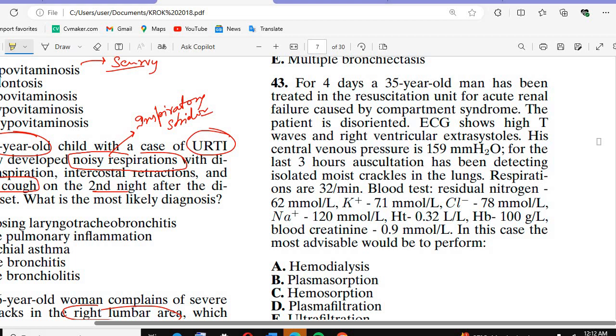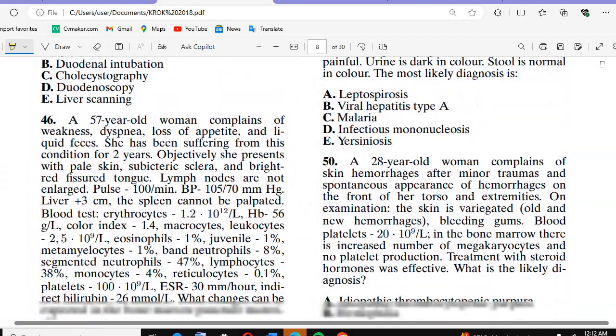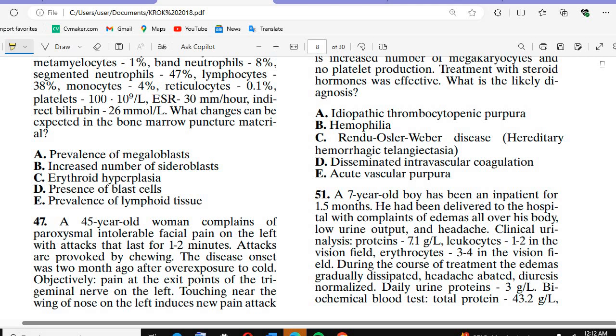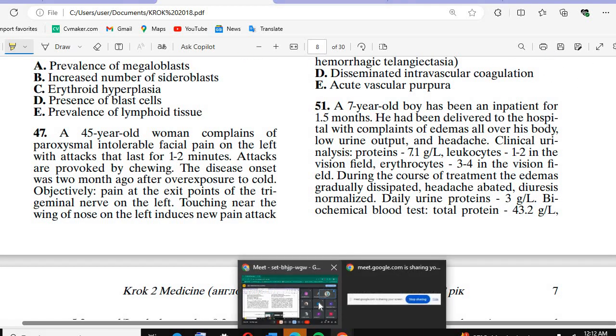Okay, take a break of 5 minutes, and then we will continue, and we will finish at, I think, the 50th question. The rest we will see tomorrow. Tomorrow we will do a little faster. Okay? So we take a 5-minute break and then we will continue.